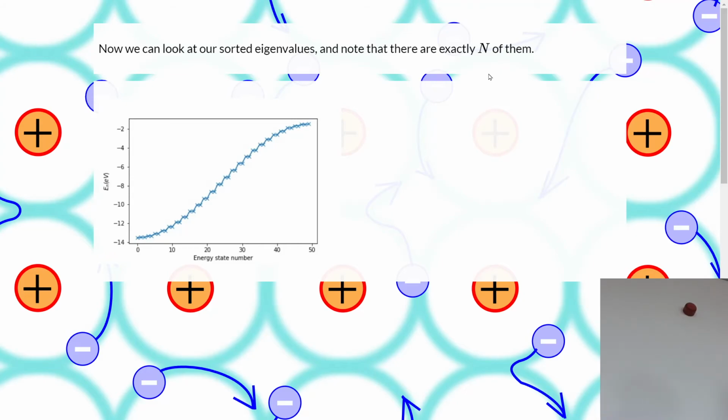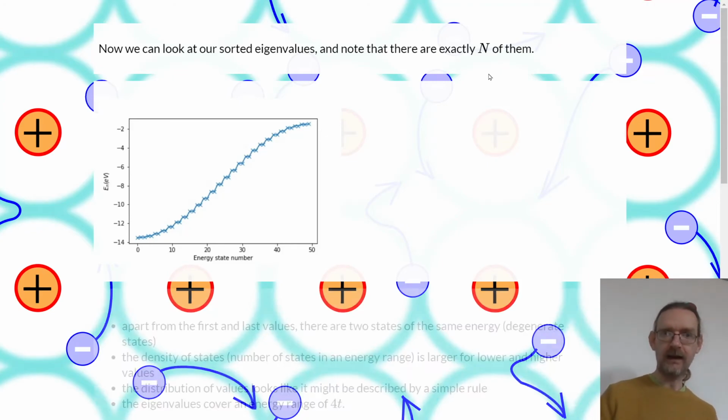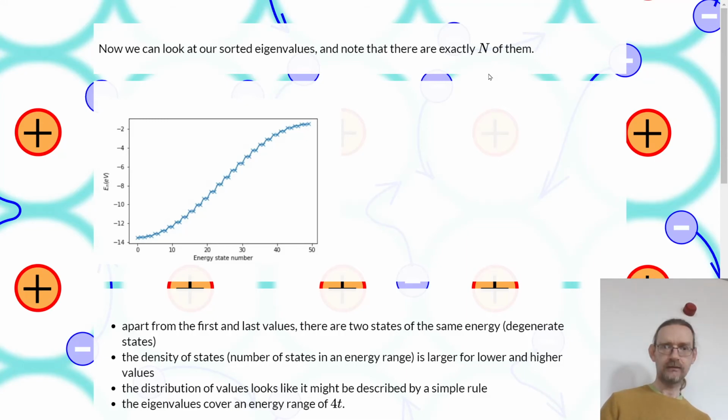So those are the eigenvalues, the energies. Each one's a valid solution to the Schrödinger equation in our approximation, where it's this linear combination of atomic orbitals, and each of them can accept 2 electrons into it. Now, what do those states actually look like? A couple more things I've spotted. Apart from the first and last states, there are 2 states of exactly the same energy.